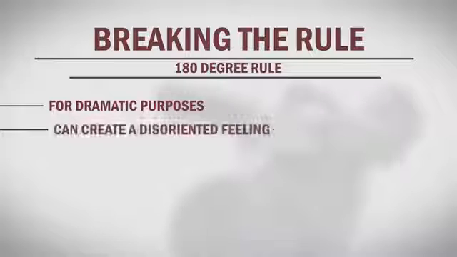If your character is disoriented or lost, it can give the audience the same feeling. So, we've learned how to establish the action line, and what happens when we break the 180-degree rule. Now let's talk about movement within a scene that can cause the action lines to shift.